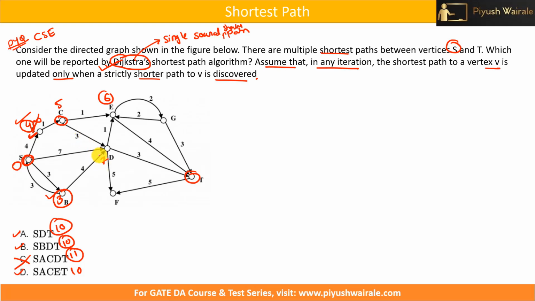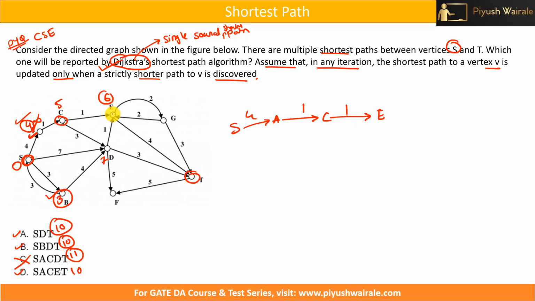Is 8 less than 7? No, that is not true. So we are not going to update the value of 7. We will keep it as it is. Right? So from C I can only go to E. So this is S, this is A, this is C, and this is E, right? So this is 4, 1, 1.